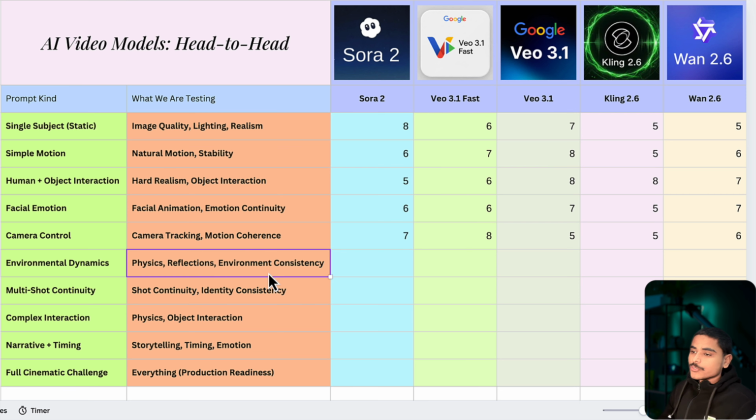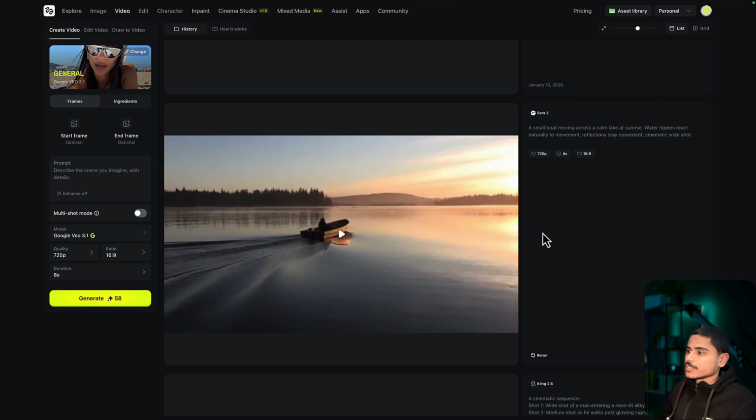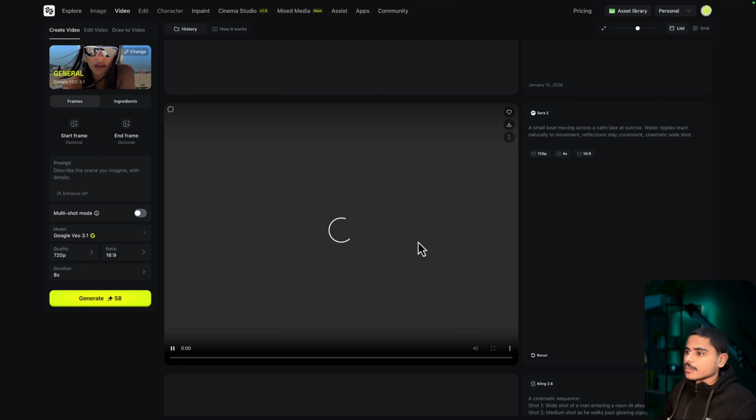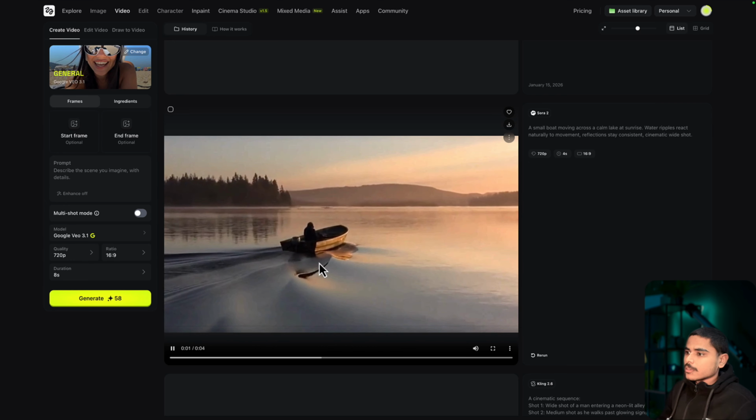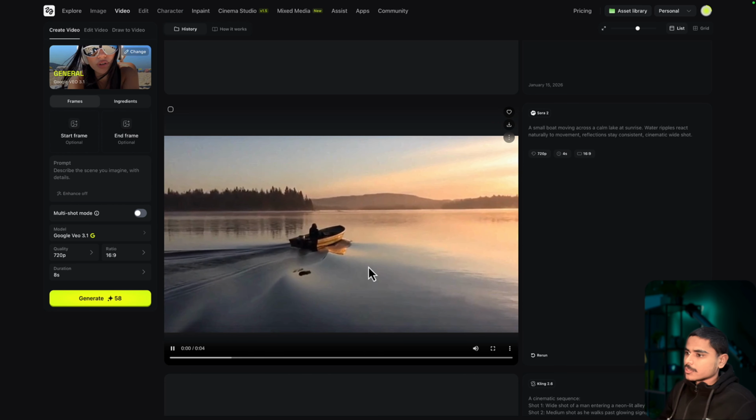Now let's see who is following the physics, reflections and environment consistency perfectly. Here we will take a small boat moving across the calm lake at sunrise. Water ripples react naturally to movement, reflections stay consistent, cinematic wide shot. Let's see which one is able to follow the physics consistently. This is Sora. Camera zooms in. Water ripples do not look natural to me.